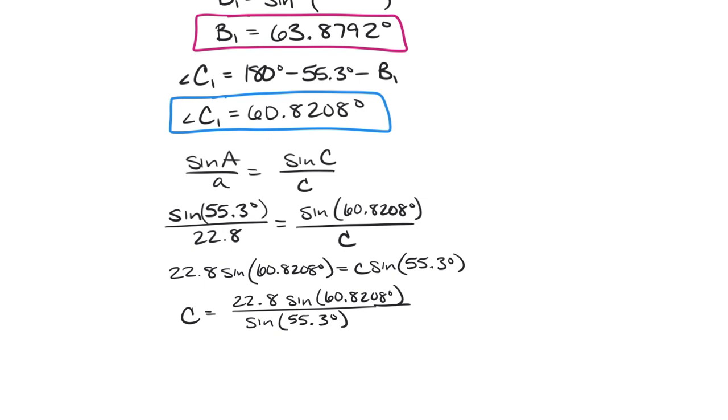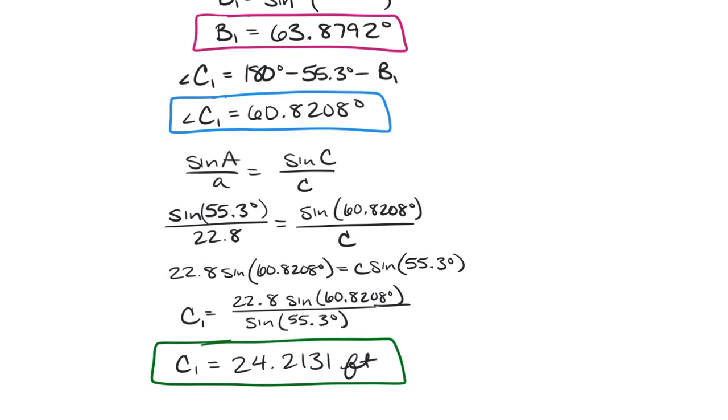And then we calculate. What is this first little c value? 24.213. Very good. So voila. We have found all the triangle.